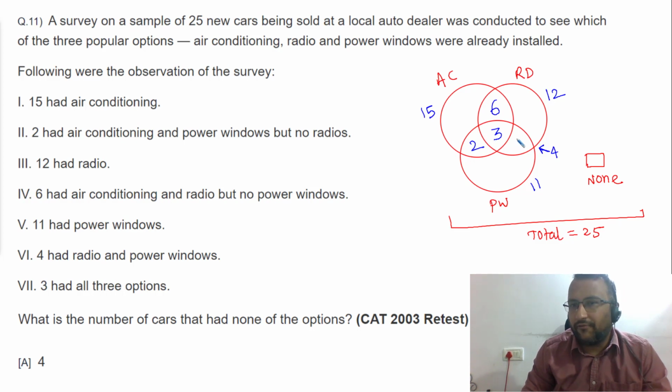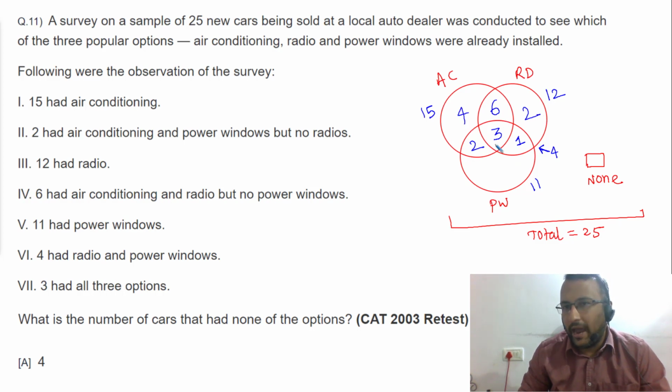It means the value of this portion will be 1. So this is 10, this will become 2. This is 11, this will become 4. And this is equal to how much? 6. 11 minus 6 is equal to 5.